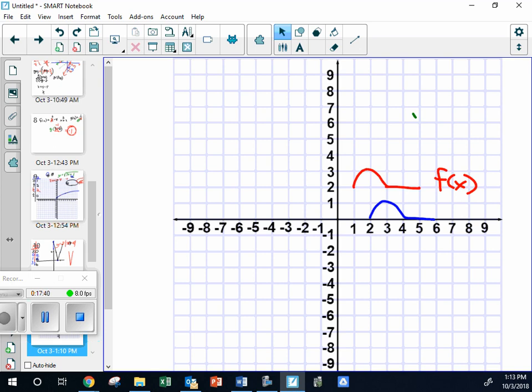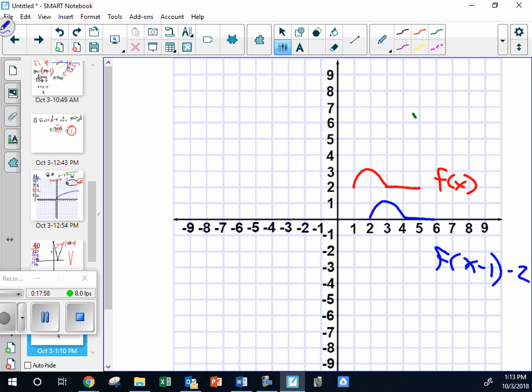I'd call the blue one f of x, except I moved it. Where did I move it? I moved it down 2, -2 on the outside, and I moved it to the right one, -1 on the inside. Raise your hand if you had that one right. Awesome.